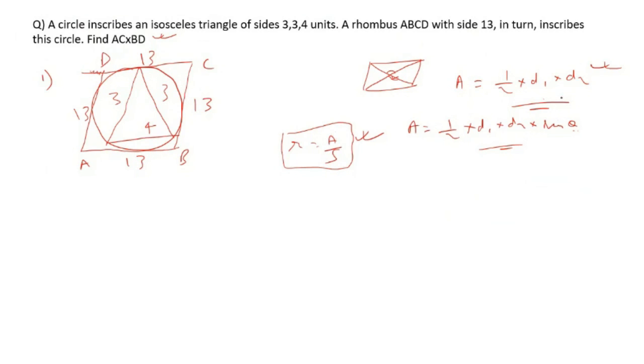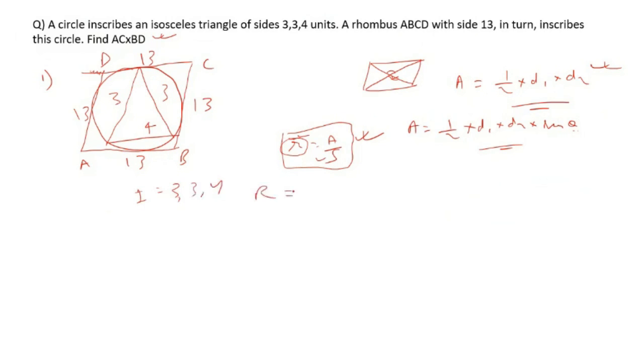A has those diagonals here. So if somehow I can get r, I can find out the diagonal product, because this and this I would have gotten in that case. So basically this question is around finding this r, finding the radius of this inscribed circle, right? Now the radius of this circle I can readily find out. I know the sides of this triangle. The isosceles triangle is 3, 3, 4.